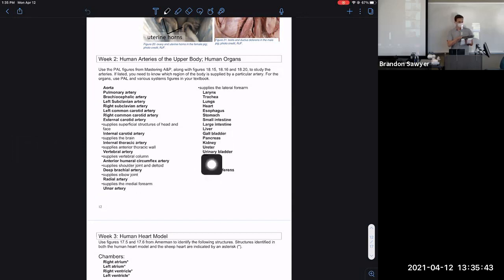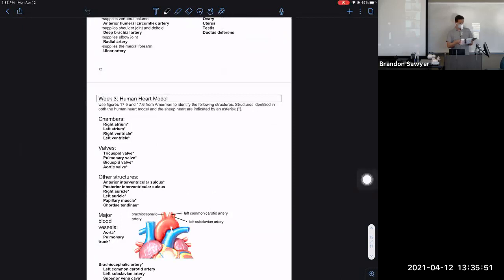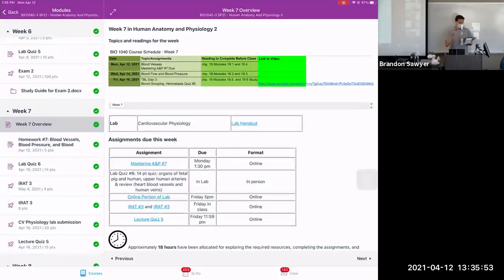And then you need to know these organs in the human as well. And I believe that is it. So we have the organs of the fetal pig and the human, the upper body human arteries, and the review part is those heart blood vessels, those coronary blood vessels, and the veins. So that's the lab quiz for this week. And just like the other labs where you do a worksheet, you're going to do part of it in lab, and then you're going to complete the online portion by Friday at 5 p.m.